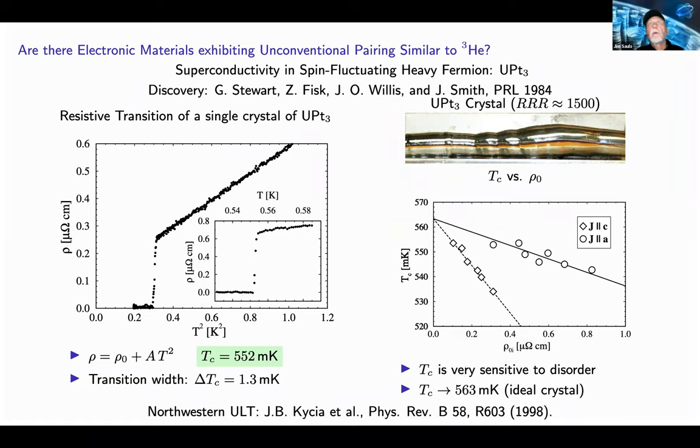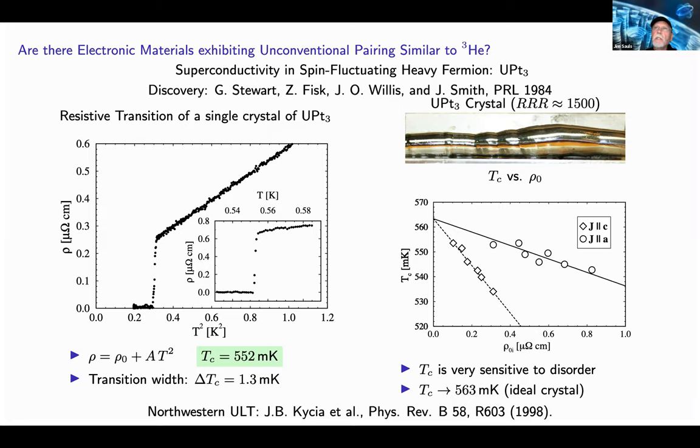in uranium platinum 3. By the way, I should say it's a heavy fermion superconductor, a heavy fermion metal. A very good Fermi liquid below about 5 to 10 Kelvin. You can see the resistivity here is dropping as T squared. And then the superconducting transition at about 552 millikelvin in this sample with a width of a little over a millikelvin. These are high purity samples with RRRs of upward of 1,000. And they're basically free of impurities.